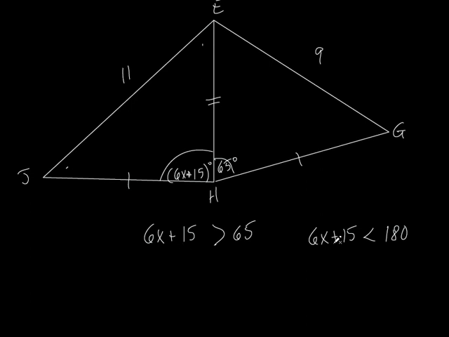It's got to be bigger than this number. It's got to be less than this number. That's what I'm talking about by finding the range. Okay, so let's do the math on this. 6x plus 15 is greater than, subtract 15, and that's 50. Divide by 6, and I think they just do a decimal on this. 8 1/3. We'll just do it like that.